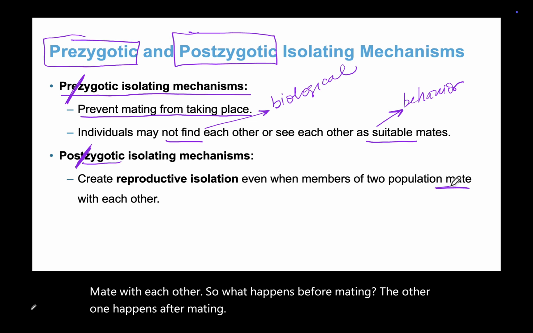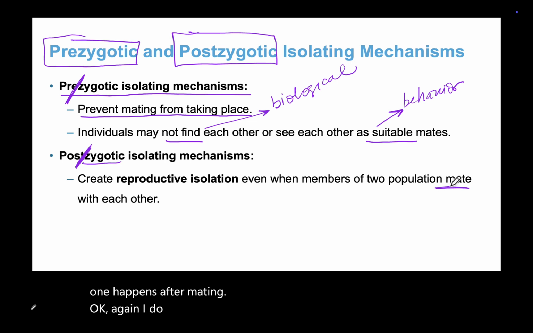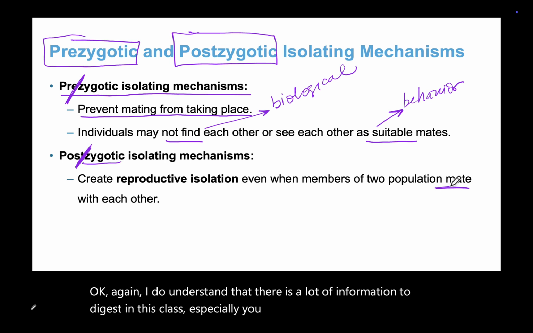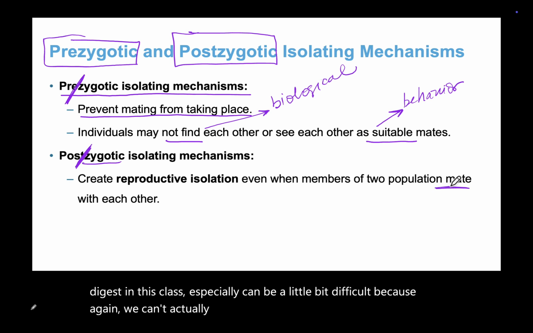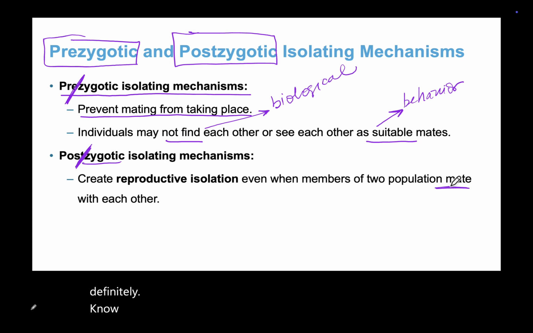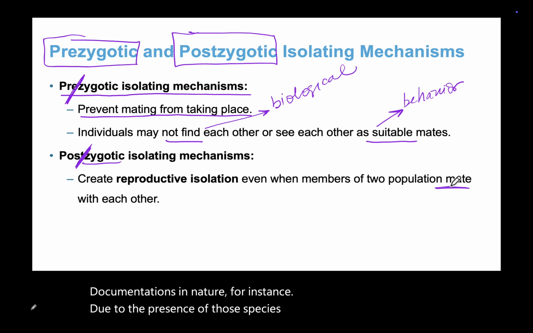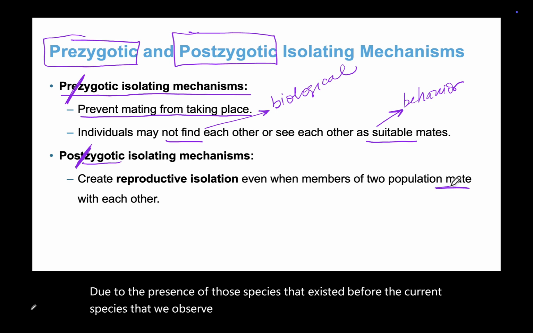Okay? Again, I do understand that there is a lot of information to digest in this class, and it can be a little bit difficult because, again, we can't actually observe that in our lifespan, but we can definitely know that this is happening through all those documentations in nature, for instance, due to the presence of fossils of those species that existed before the current species that we observe today. So go through those mechanisms.